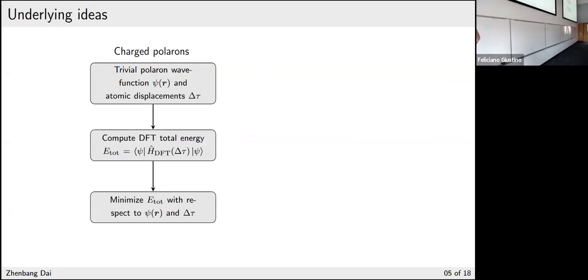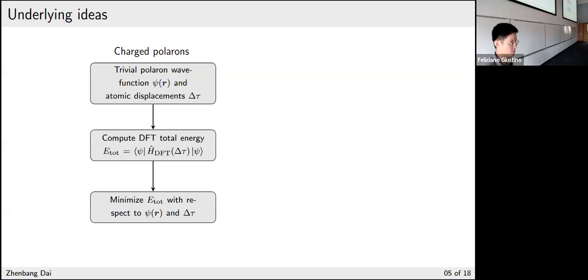So this is just a very ultra fast recap of the polaron theory that Feliciano talked about yesterday. In that theory, their starting point is the DFT total energy functional, and they give a trial polaron wave function psi, and also the atomic displacement, and they can express the DFT total energy for this system as a functional of psi and the displacements. Then they minimize the total energy with respect to psi and the displacements, and they get coupled nonlinear equations. And then they introduce a decomposition, by expressing the wave function in terms of the Kohn-Sham eigenstates. Using that method, they can compute the polarons in a very efficient way, and are also able to capture large polarons.